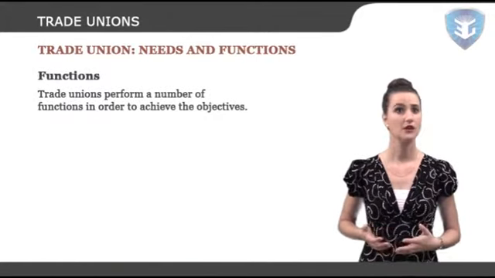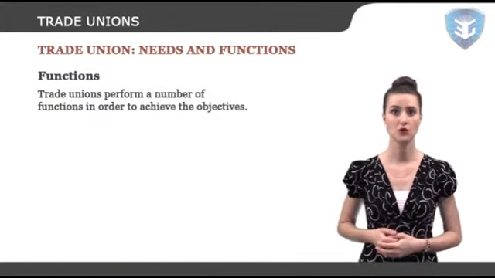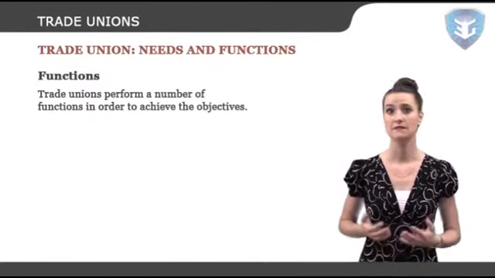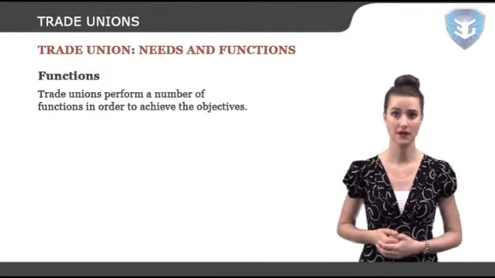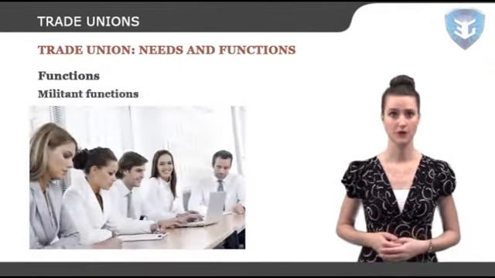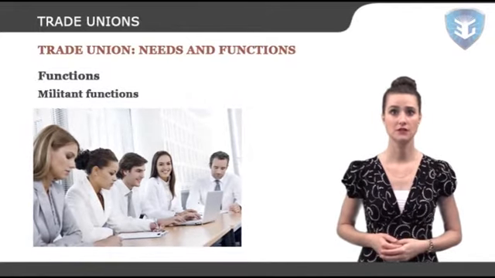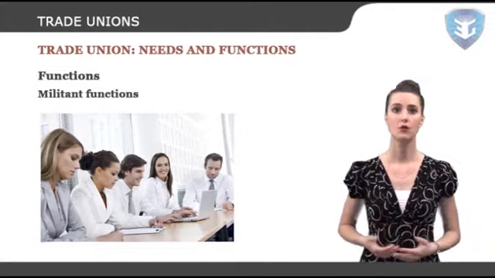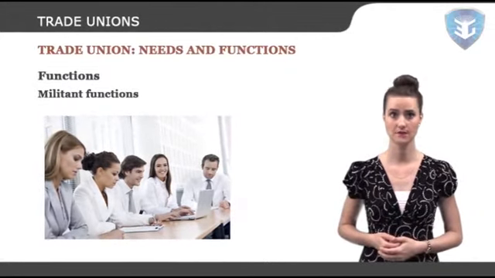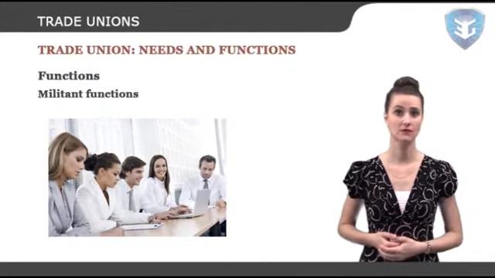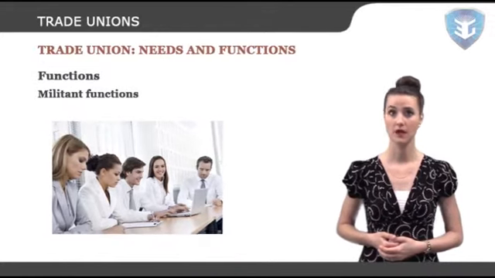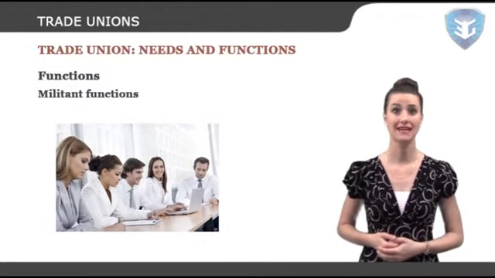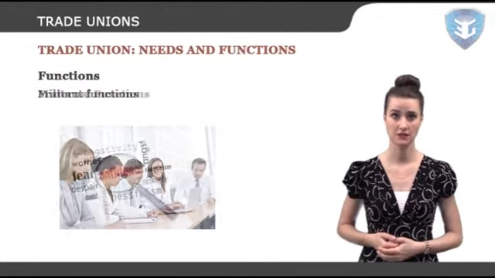Functions. Trade unions perform a number of functions in order to achieve the objectives. These functions can be broadly classified into two categories. 1. Militant functions. 2. Fraternal functions. Militant functions. The militant functions of trade unions can be summed up as: 1. To achieve higher wages and better working conditions. 2. To raise the status of workers as a part of industry. 3. To protect laborers against victimization and injustice.